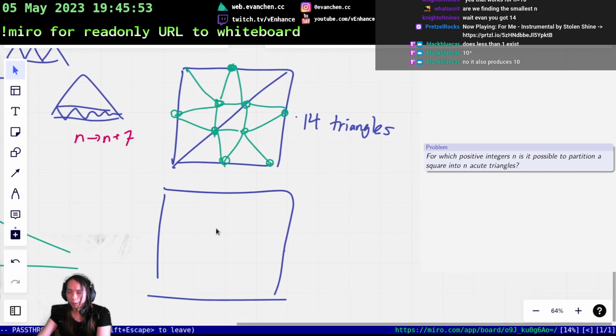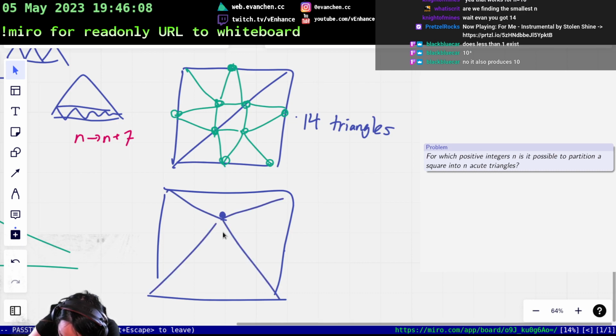Okay, there was a suggestion I should try to pick a point such that most of the triangles are acute except for one. Like if I pick a point here. Yeah. So this is okay, okay, okay. We can do the crappy pentagon construction. Maybe. So this is 10 triangles.